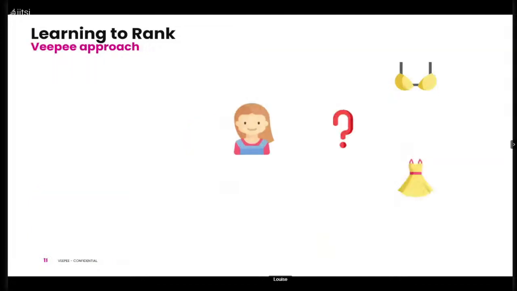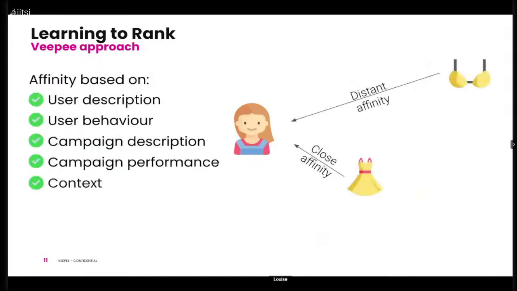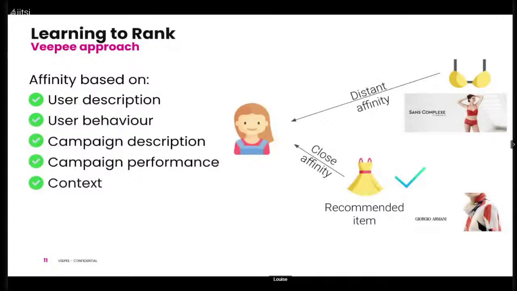So what is our approach, the BP approach? We have customers, we have items, and what we do is we try to compute distances based on affinity. The idea is that if a customer and a product have a higher affinity score, it means the product will generate more interest for this customer rather than another one. And this is based on user description, user behavior, campaign description, campaign performance, and context. So the closer the affinity, the more likely we are to recommend this item. And in our case, we don't have products, we have sales, as we've seen before in the homepage and the emails.